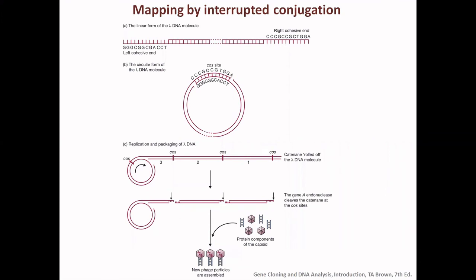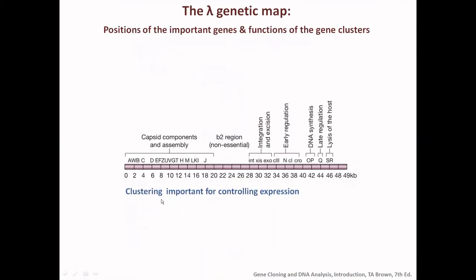There is another way of mapping in the case of bacteria, by interrupted conjugation. In that case, through the conjugation tube, there is a rolling circle replication by which it starts from one specific site and moves to another bacterium. Similarly, the mapping of the chromosome is done. And in this way, this is the position of the important genes and function of the gene cluster, the lambda genetic map. It is prepared like this.